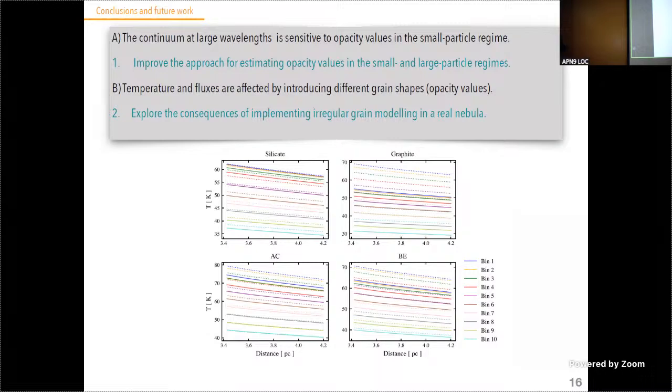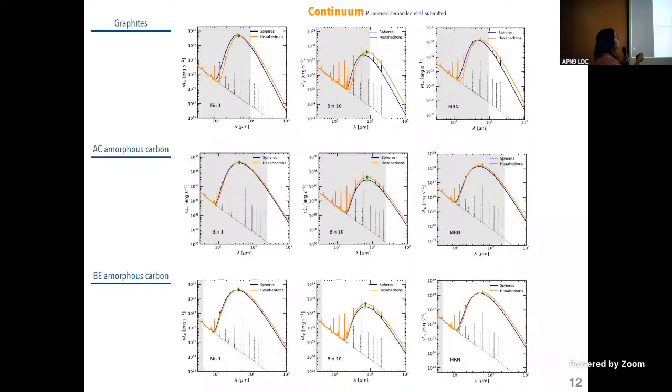Yes, because how much? I'm not sure about the mass, but for example, here in the largest grains of the graphites, you have a difference of almost 60% of the flux. So that means it's a big difference, and we don't need to invoke high values of the dust to gas ratio. That means that we need less mass of dust in order to reproduce the observations.